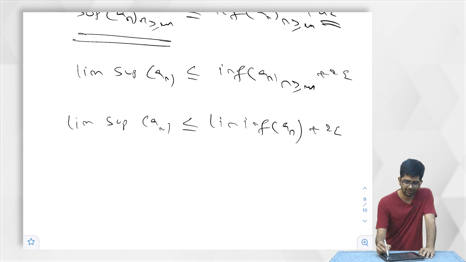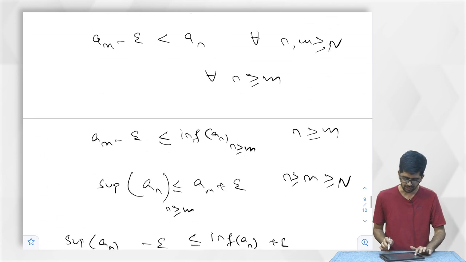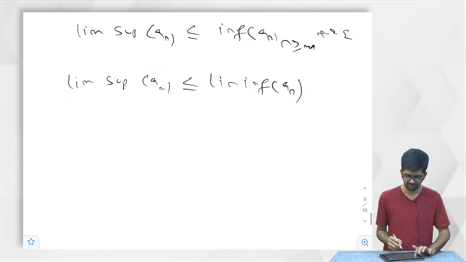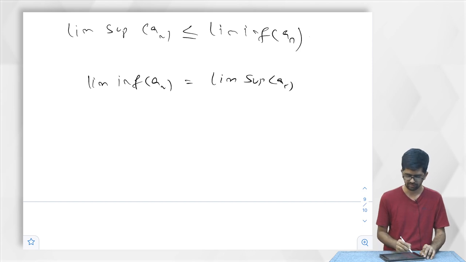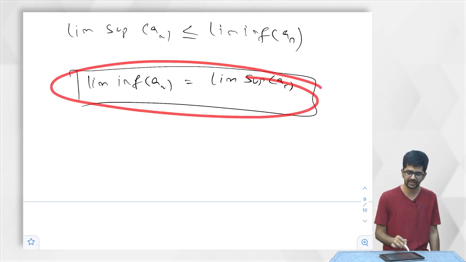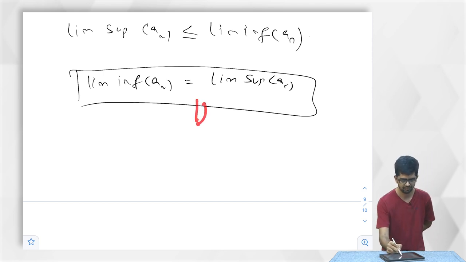So, this is true for all epsilon positive, which means we can ignore that. So, this inequality along with this inequality says lim inf of a_n is actually equal to lim sup of a_n. So, this says for a Cauchy sequence, this is the case for Cauchy sequences. So, now there is a small hope that the sequence a_n converges to this.